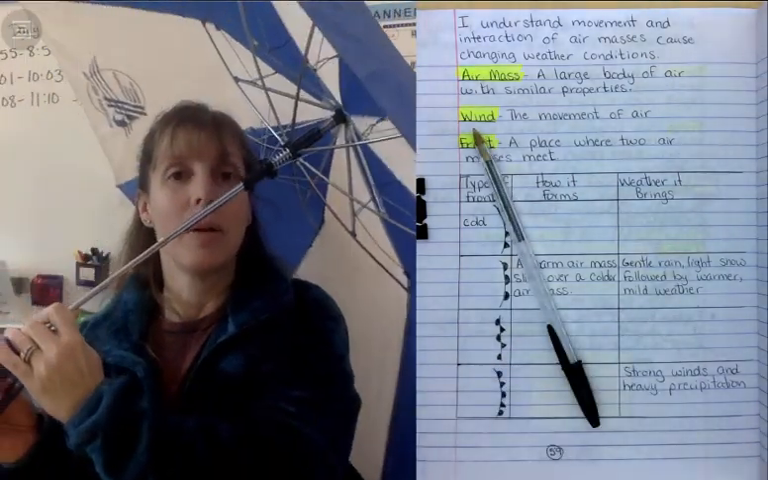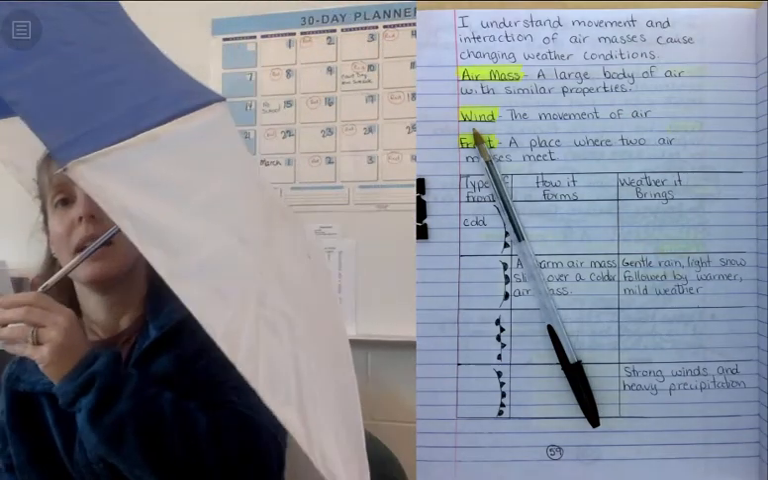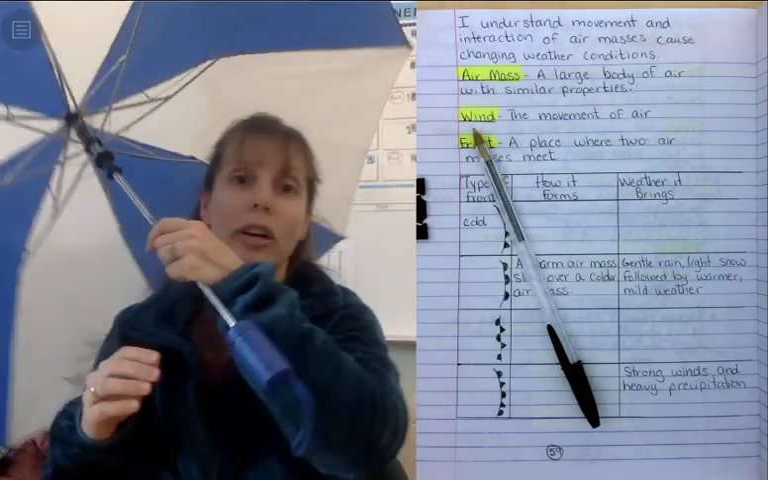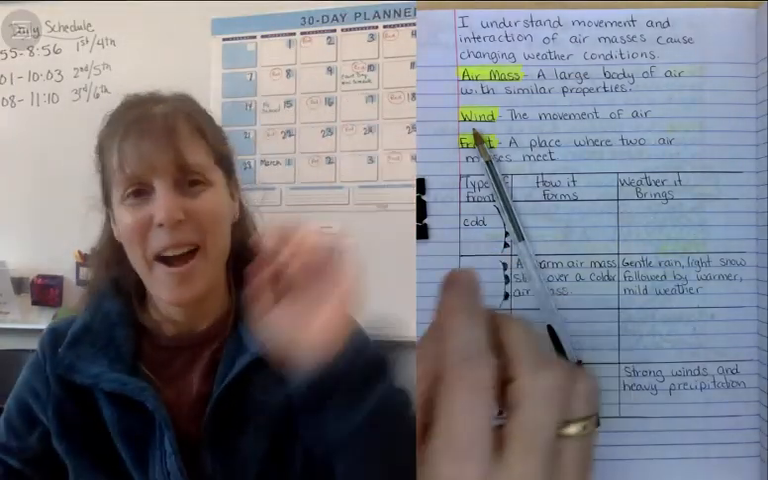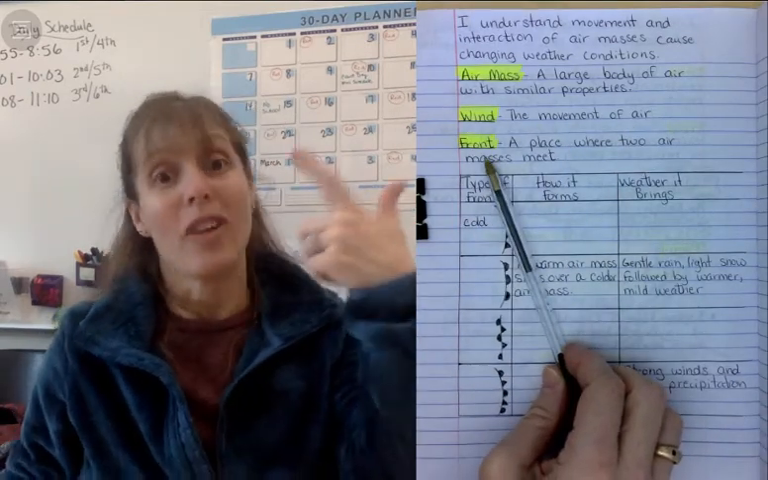Boy, if I turned my umbrella upside down or sideways, it might get blown away by the wind and turn inside out or something. All right. So the wind is just a movement of air. Here's a new one. Front. Like not the front of Mrs. Tomlinson, but like front, which is a place where two air masses meet.